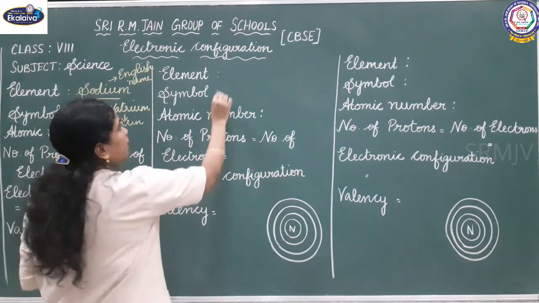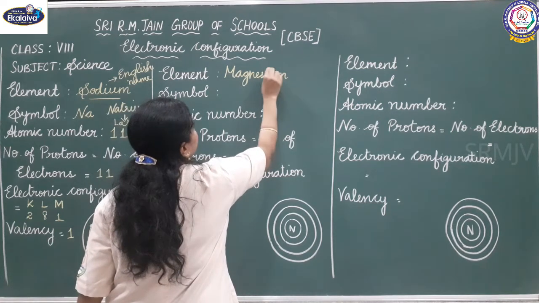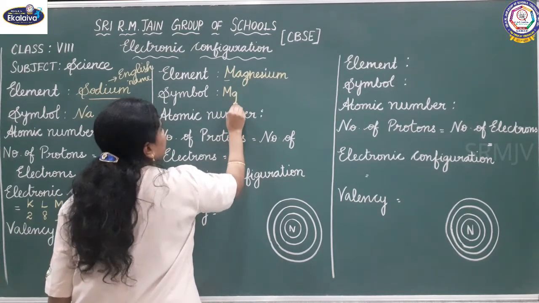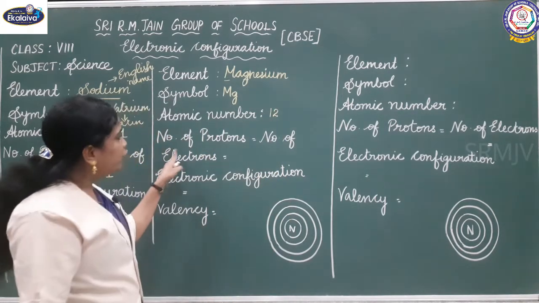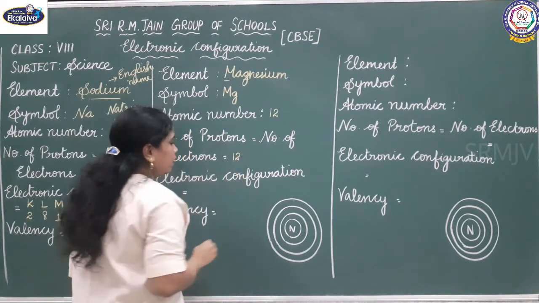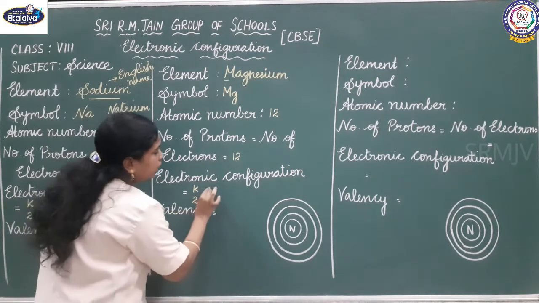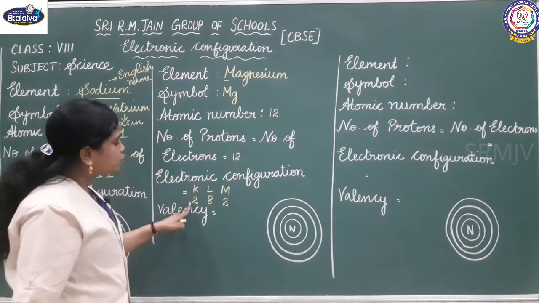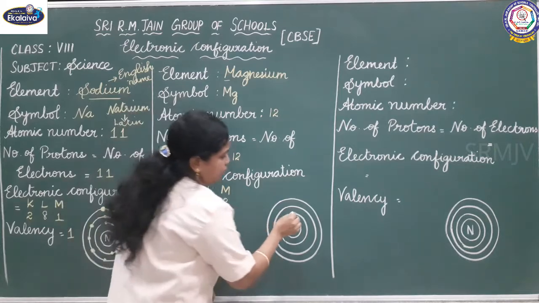Next element is magnesium, and its symbol is Mg. Atomic number is 12. Number of protons, which is equal to number of electrons, is also 12. Electronic configuration is K shell 2 electrons, L shell 8 electrons, M shell 2 electrons. So, 2 plus 8 plus 2 is 12. So, 12 electrons. We shall fill the electrons now.